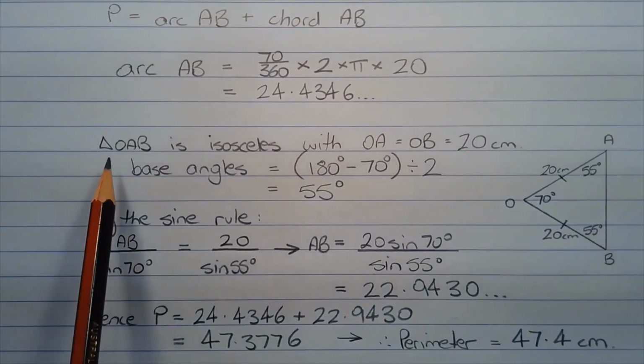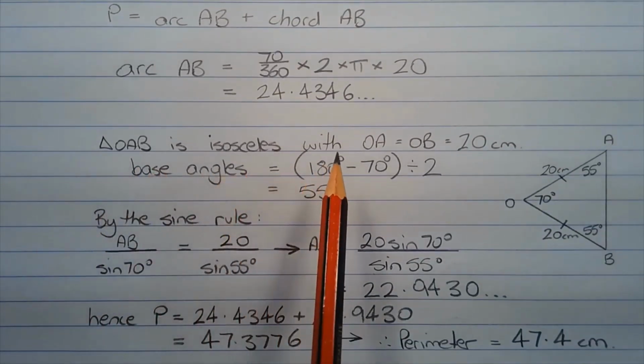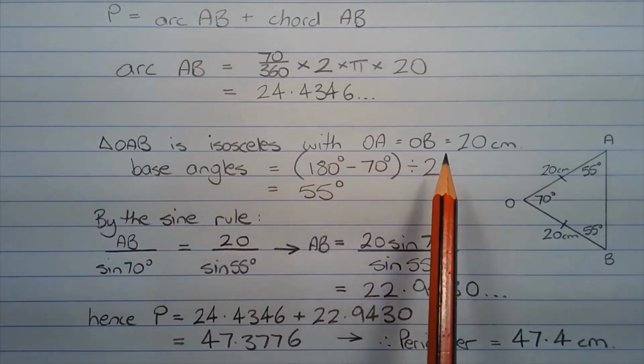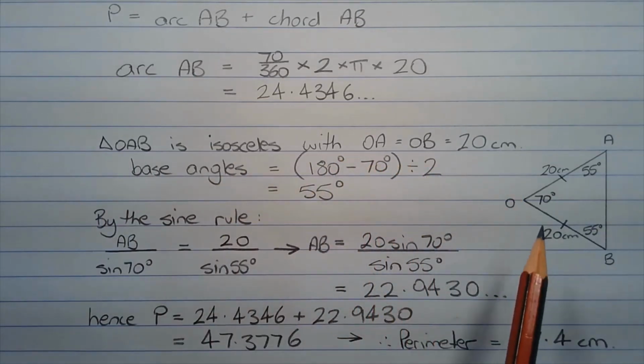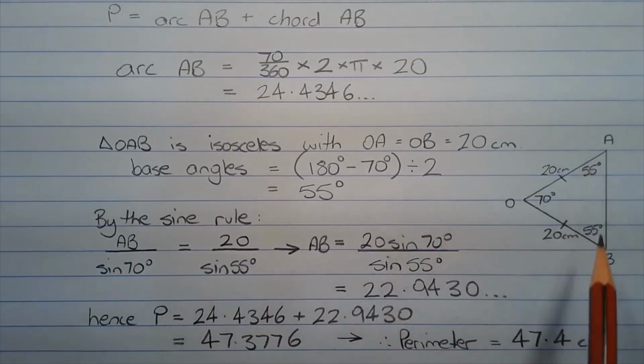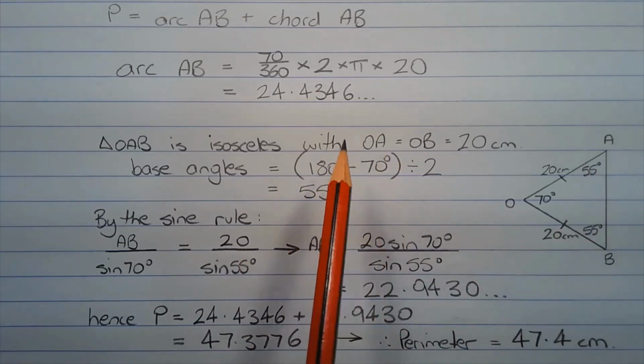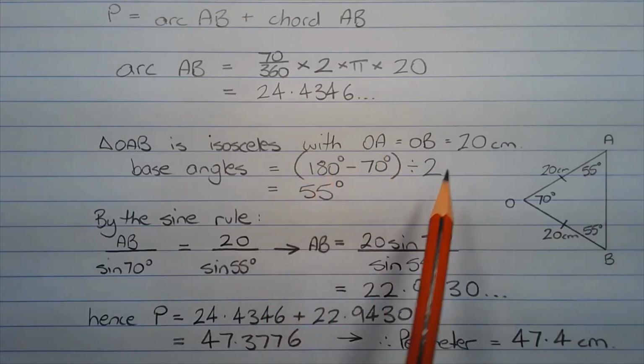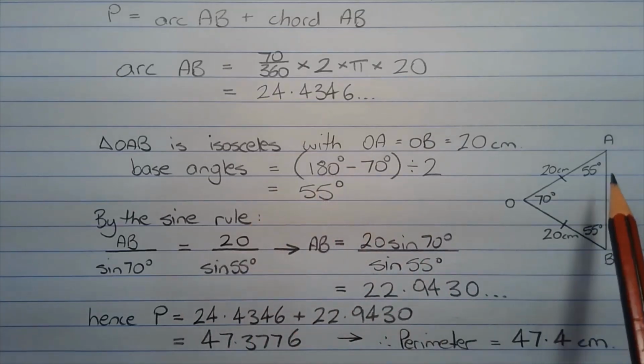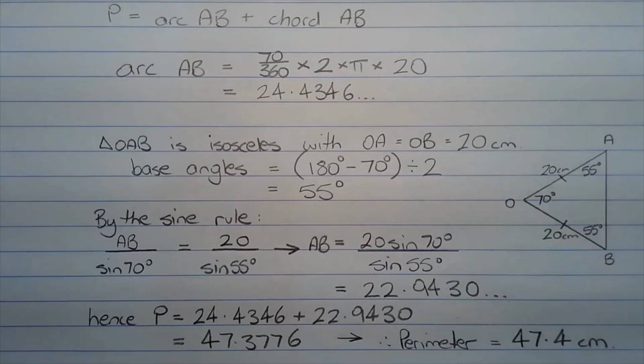Now, triangle OAB is isosceles, with OA equals OB equals 20 centimeters. And that's because OB and OA represent radii of the same circle. So to find the base angles of this isosceles triangle, it's 180 degrees minus 70 degrees in brackets, and then dividing that result by 2, that equals 55 degrees. Now we have 3 known angles, 2 known sides.